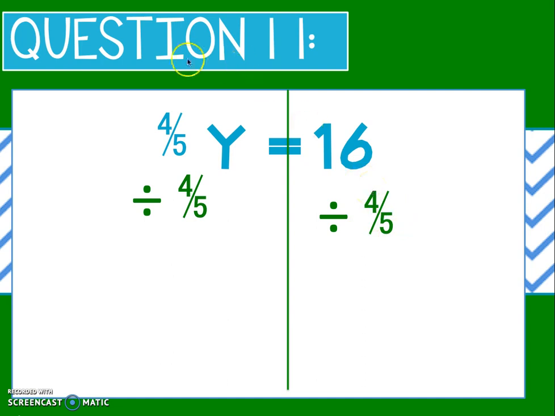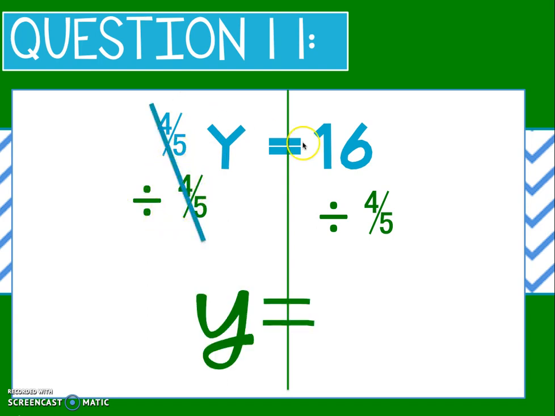Okay. On the left, we have a times by 4/5 and a divide by 4/5. Those two cancel each other out, and we're left with our y. And on the other side, we have 16 divided by 4/5. 16 divided by 4/5 is 20.